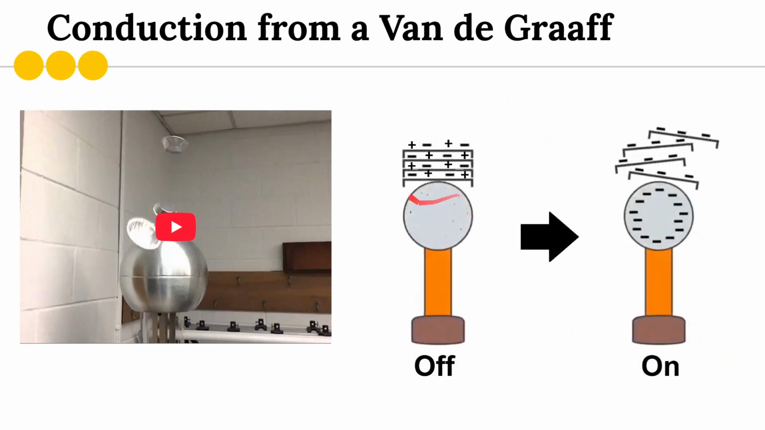Again, this is what's happening if you want a visual. When it's off, it doesn't have a charge and everything's neutral here. When you turn it on, there's a whole bunch of extra electrons that then flow in here. The protons are still there, I just didn't illustrate them. And like charges repel.